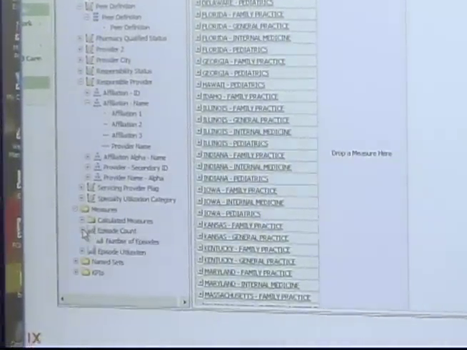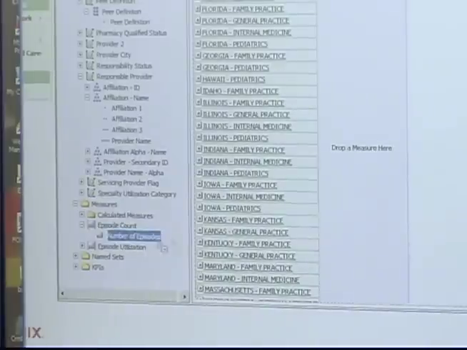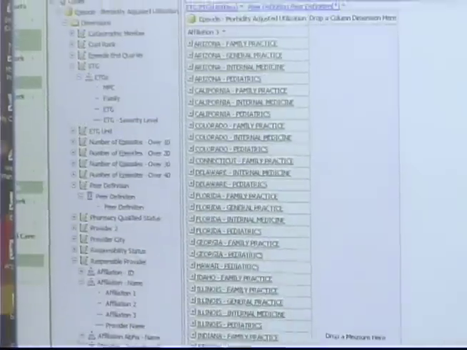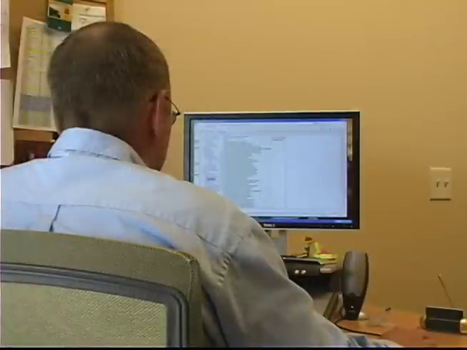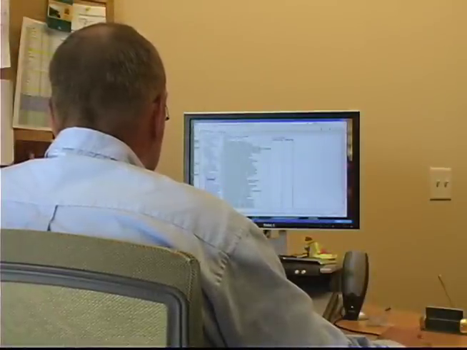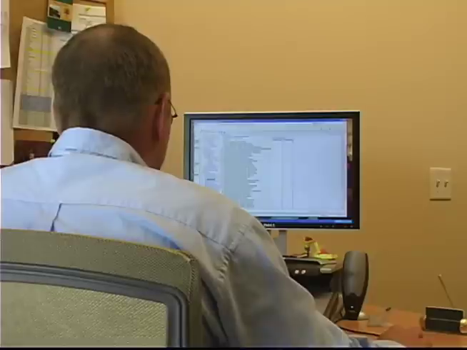Now we're going to pick the measures that we'll look at. One thing we do want to know is how many episodes each clinic had. So we'll drag a count of episodes. We're also interested in a standardized rate of ER use, so we're going to pick ER visits per 1,000.